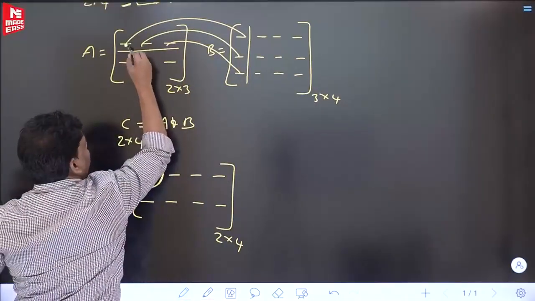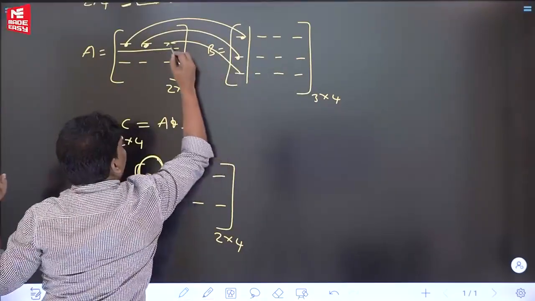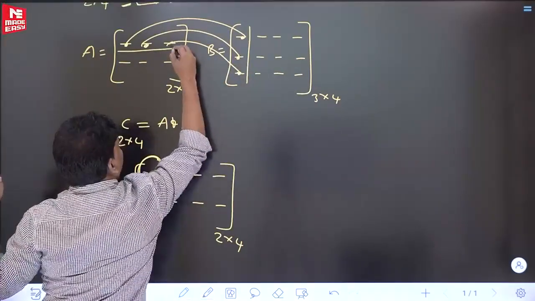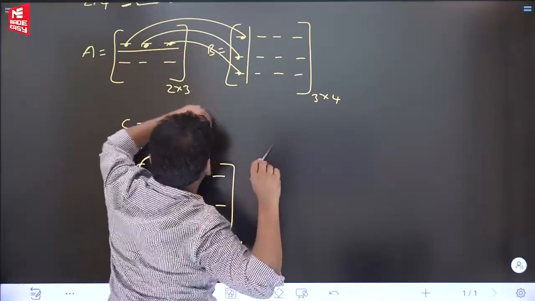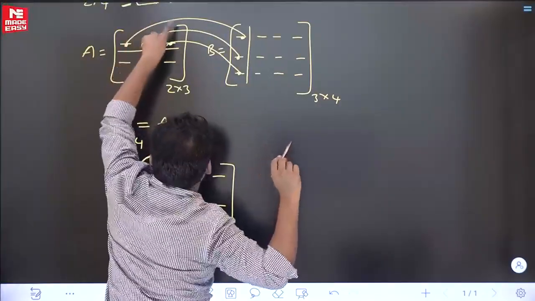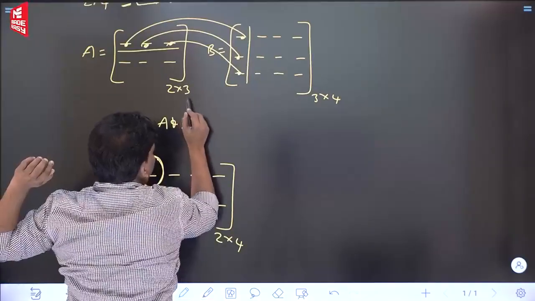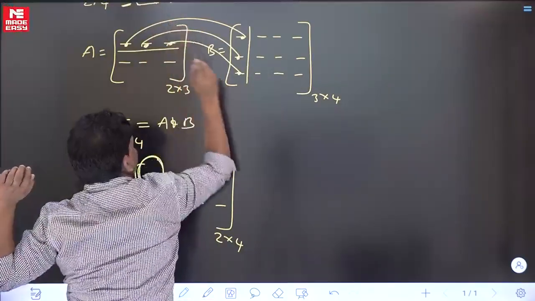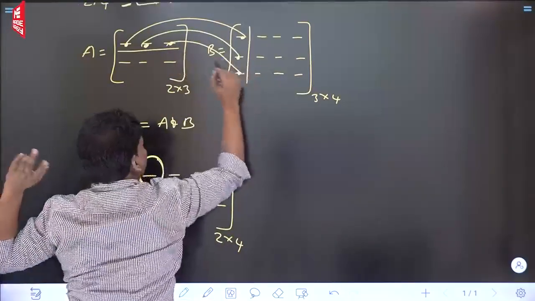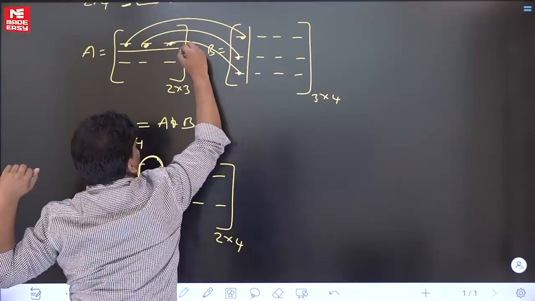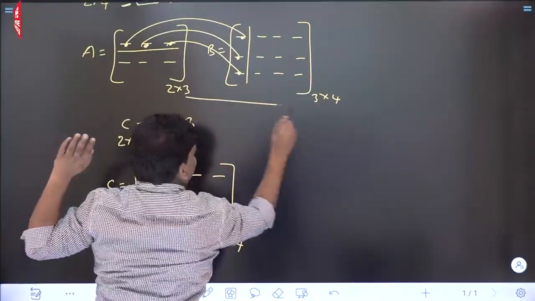See this one. First one multiply, second one multiply, third one multiply. These three are multiplied with these three. Can you say what is the meaning of these three? Number of columns. And these three? Number of rows. That is the condition. If you want to multiply two matrices, first matrix number of columns and second matrix number of rows should be equal. Suppose one more column is there; you want to multiply but the row is not there, a problem will come. So that is the reason these two should be equal.